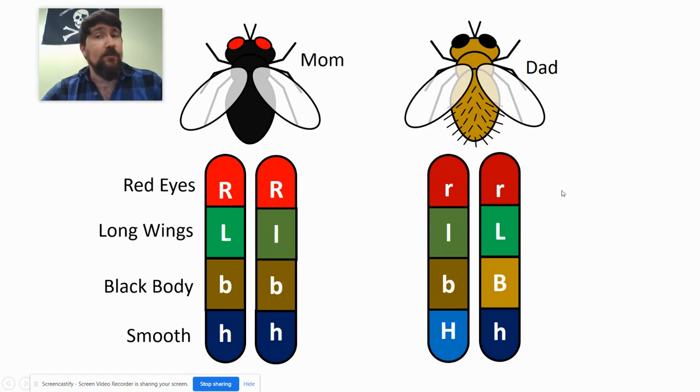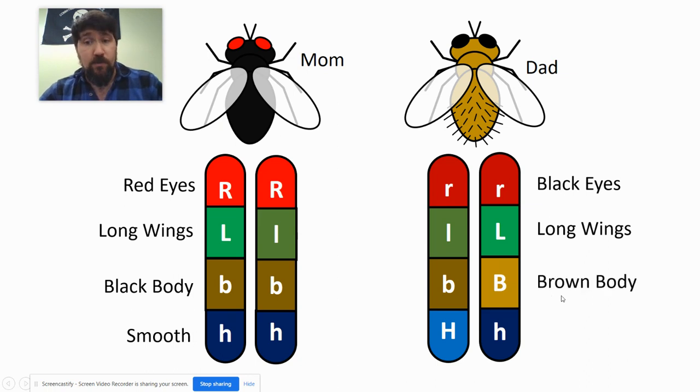Dad, on the other hand, has the recessive trait for eyes. He's got black eyes, having received both little r black eye-colored alleles. He's got long wings, just like mom, and he's heterozygous for that too, so he's got both alleles. He is also heterozygous for his brown body, big B, little b, and he is hairy, which has the dominant H allele on this chromosome, and he received the recessive h allele on this chromosome. So he's heterozygous hairy. There's a lot of words in there. That's why we really got to practice these things, and practice them you shall. Those words do not go away for the entire unit.